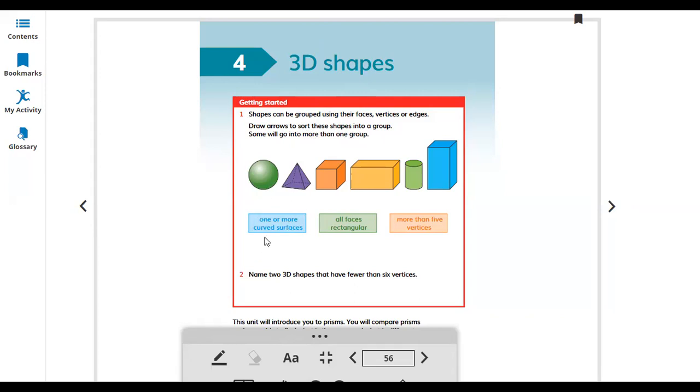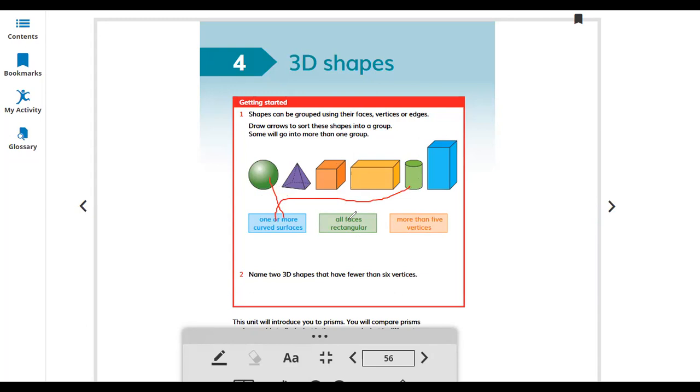So one or more curved surfaces, all faces are rectangular, more than 5 vertex. So let's start. We are making lines. So more than one curved surfaces: sphere and cylinder. Only these two. It's coming in this group.